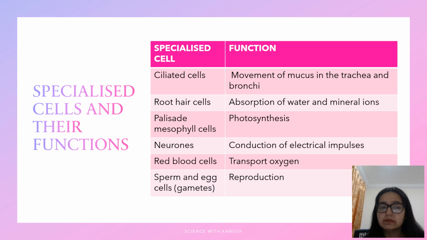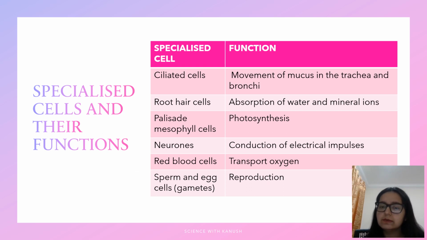So our body has some specialized cells which have different functions. So first of all, we have our ciliated cells. We can find them in the trachea and the bronchus. So they help for the movement of mucus. And then we have root hair cells, which are used for the absorption of water and mineral ions.